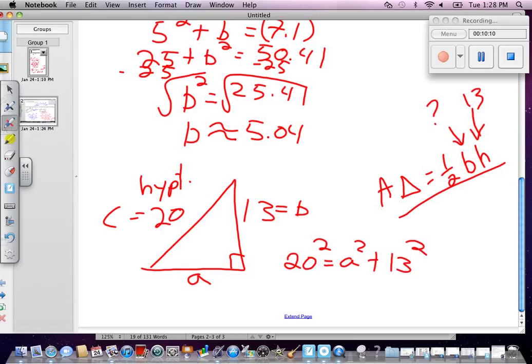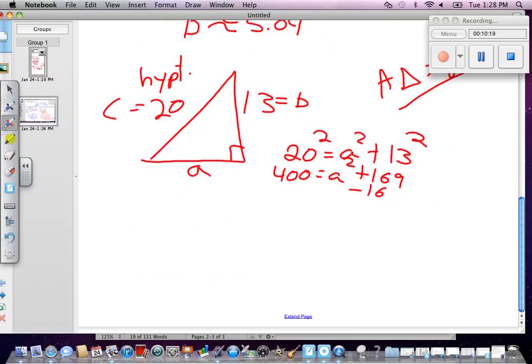Easy. So I get 400 equals A squared plus 169. I subtract 169 from both sides. I'm trying to slow down, but I'm not so good at that. It's 231 equals A squared. You always lose that. Oh no, there it is. And then I square root both sides.